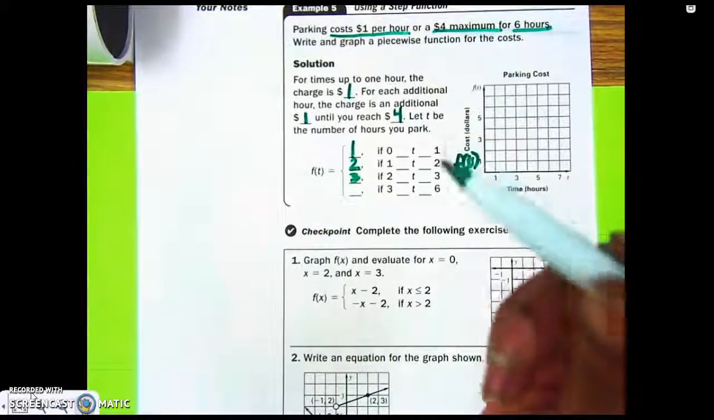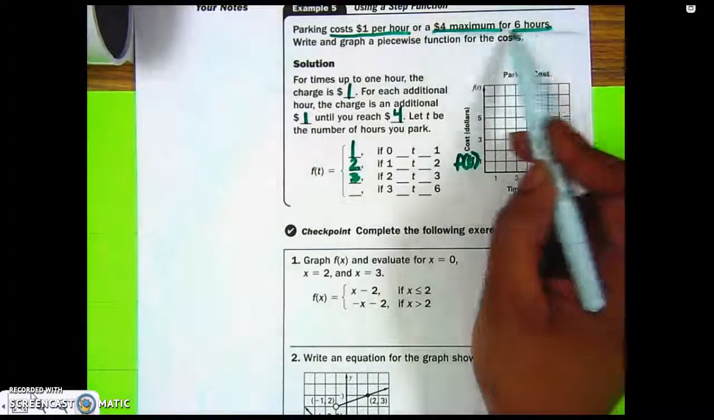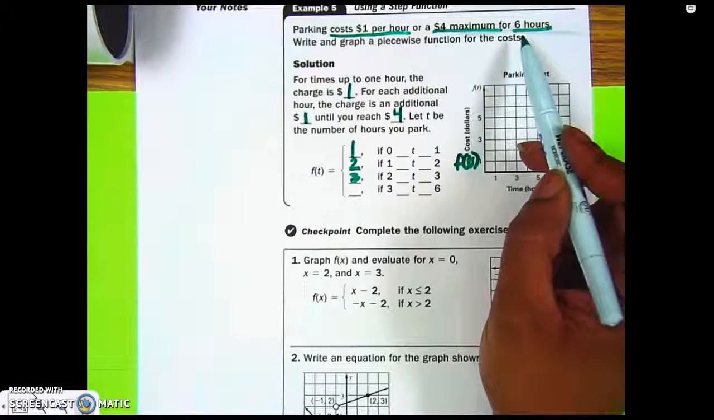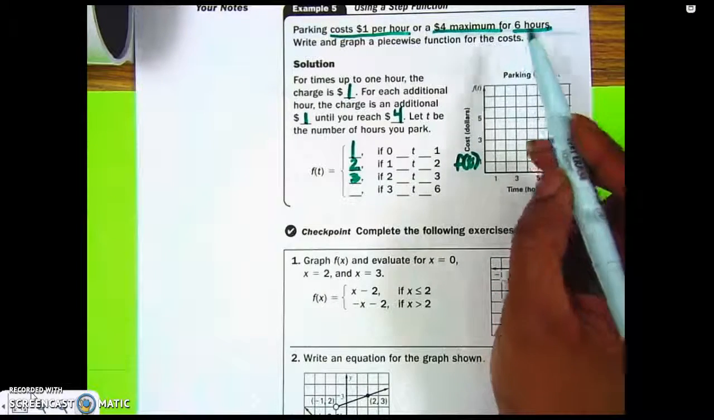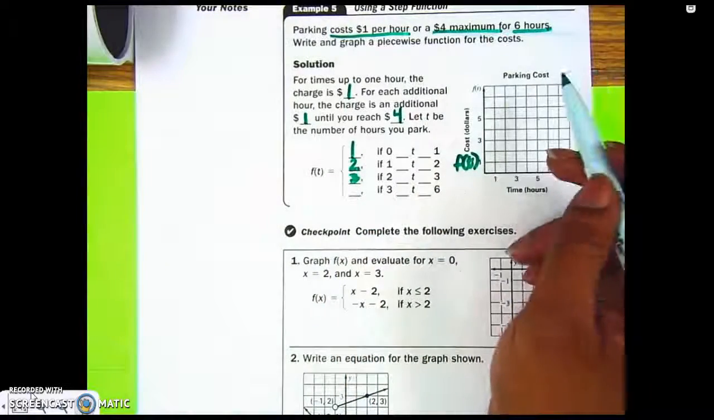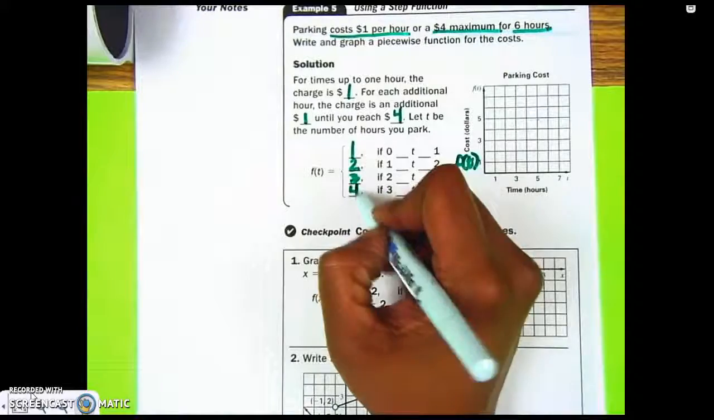$3. And if you stay from 3 hours and 1 minute all the way up to 6 hours, because the cost isn't going to change from 3 hours and 1 minute to 6 hours, it's going to be $4.